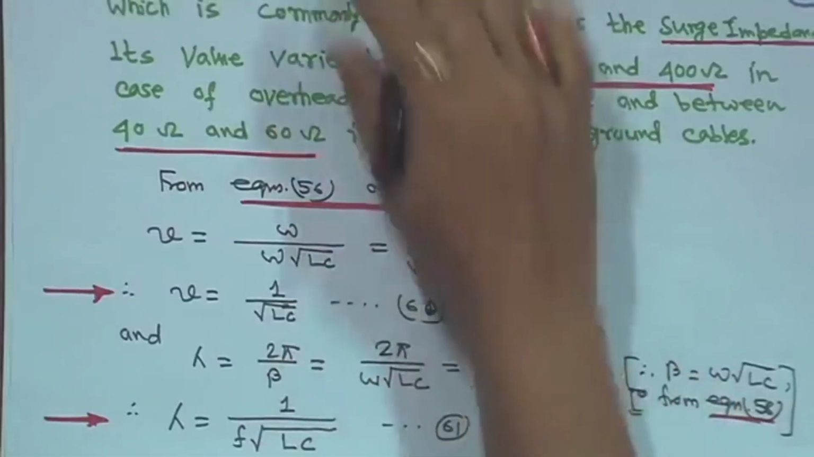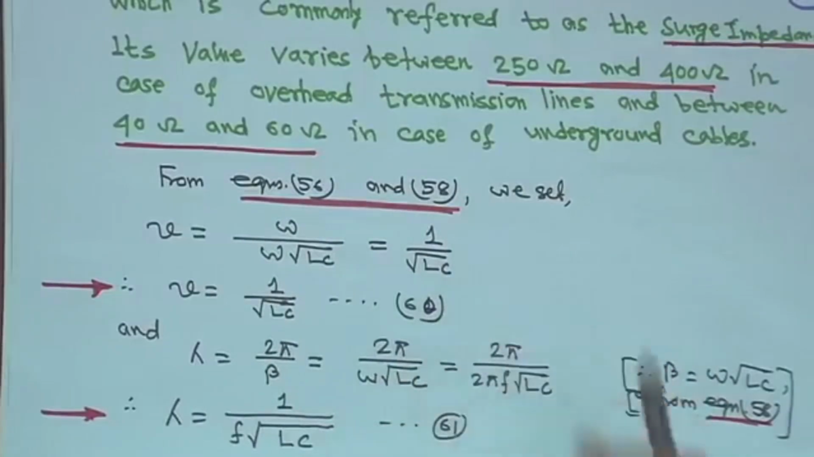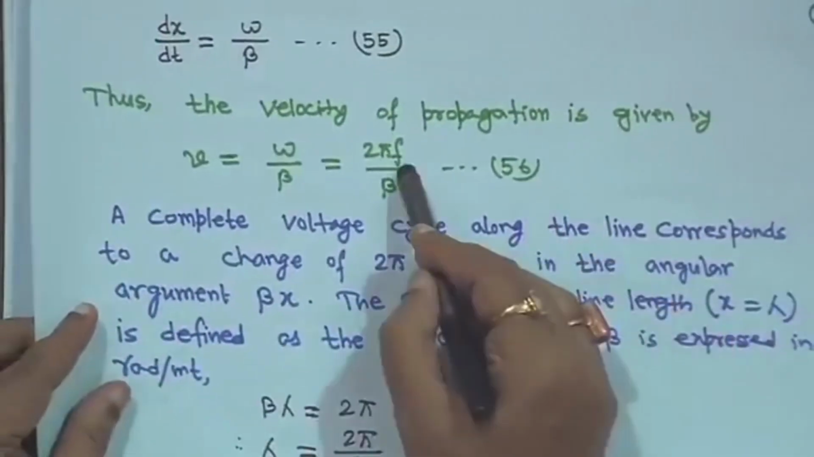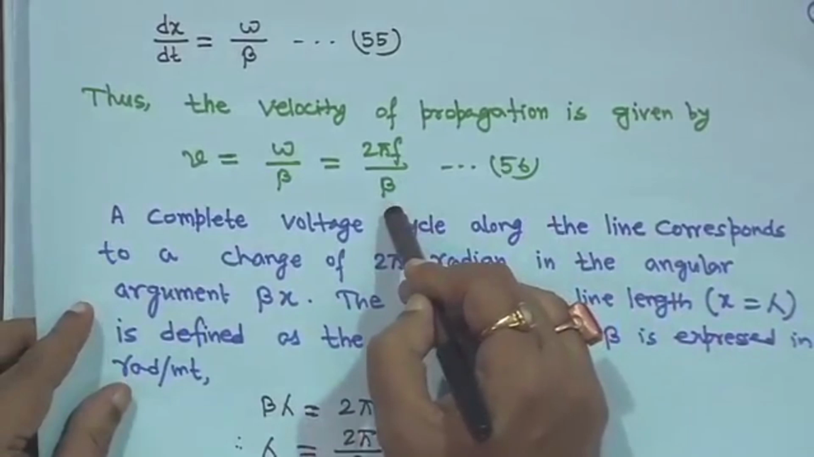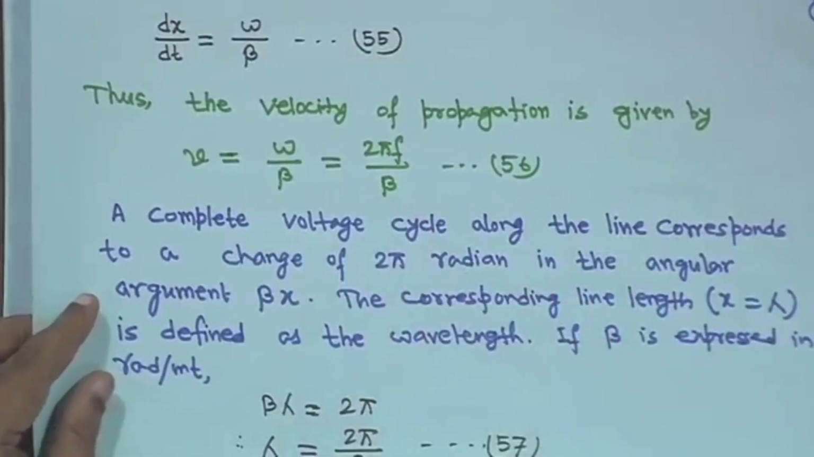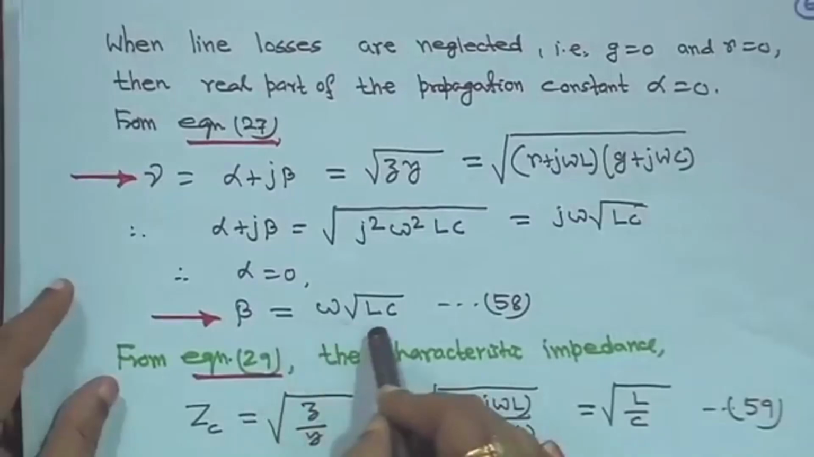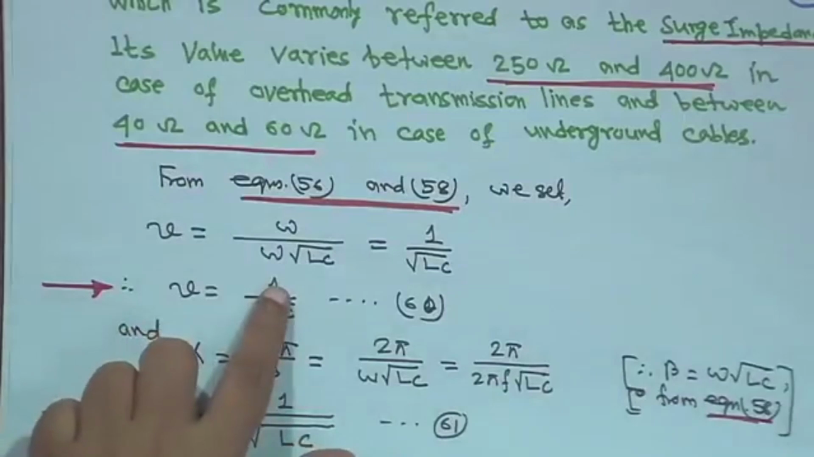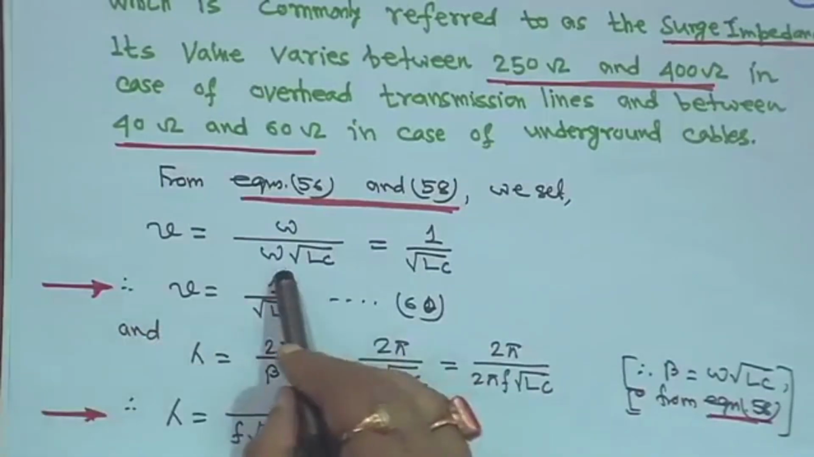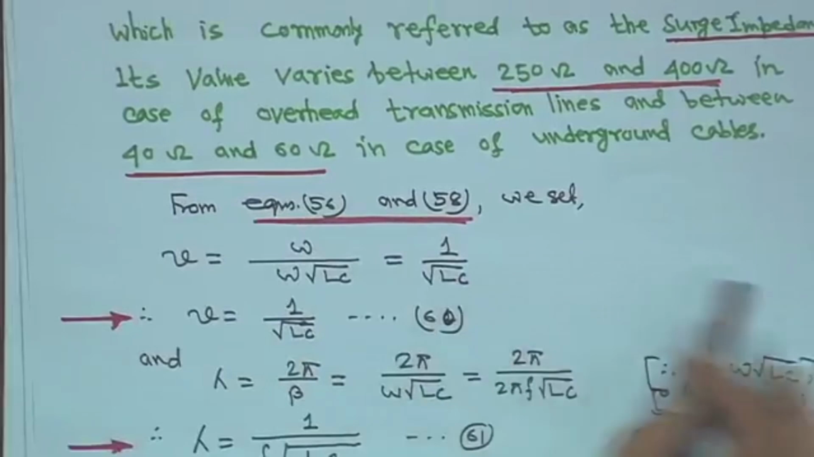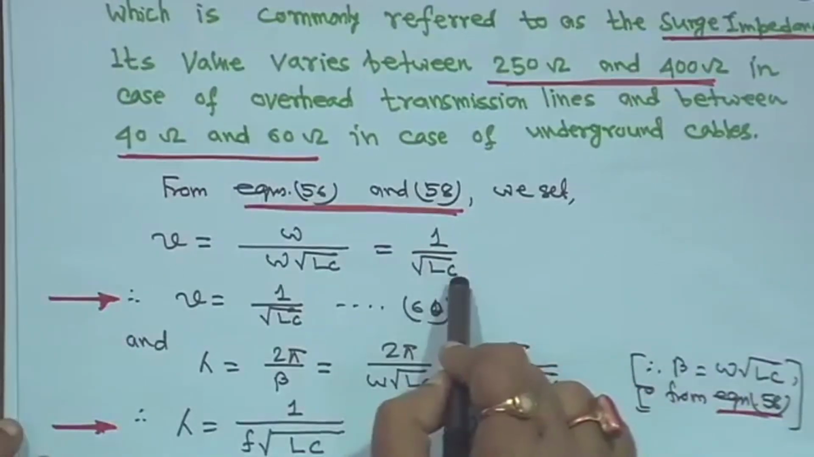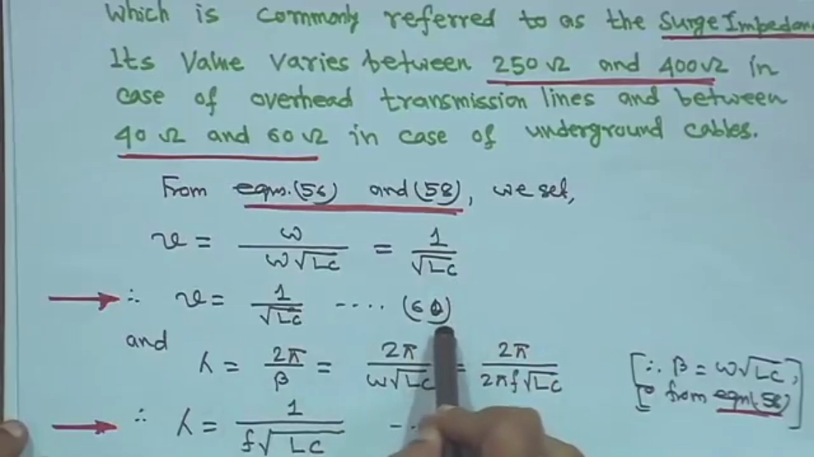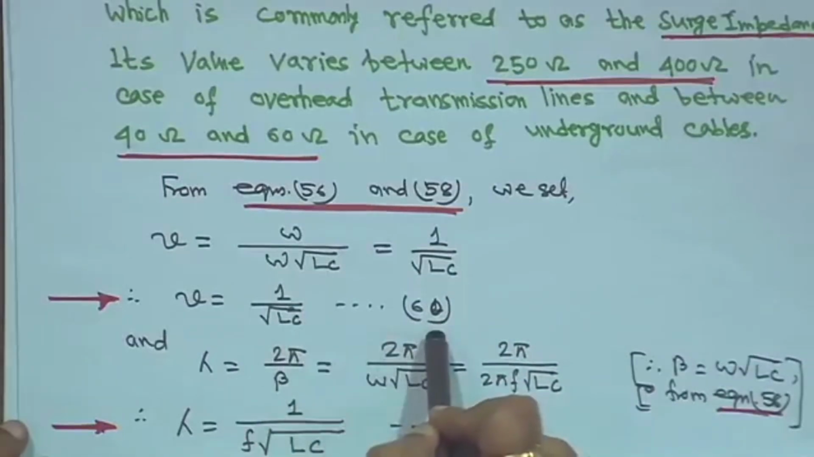Again we will come back. Now, from equation 56 and 58, we get: equation 56 is 2 pi f upon beta, and in equation 58 we have seen beta is equal to omega root over L C. Therefore, V is equal to omega by beta, and beta is equal to omega root over L C. So V is equal to 1 upon root over L C. This is the equation we have marked as equation 60.